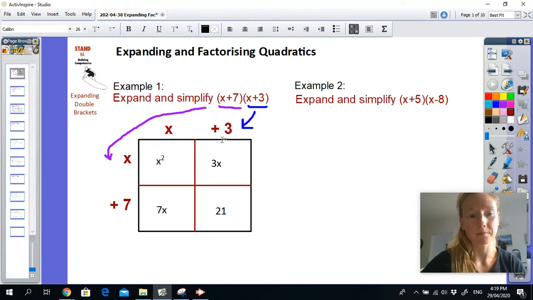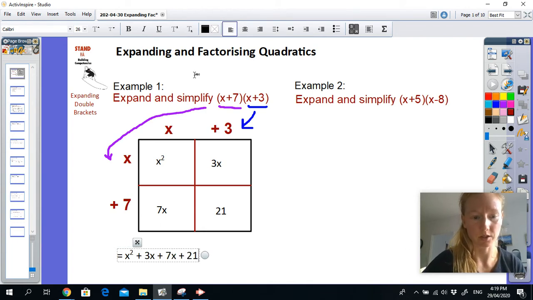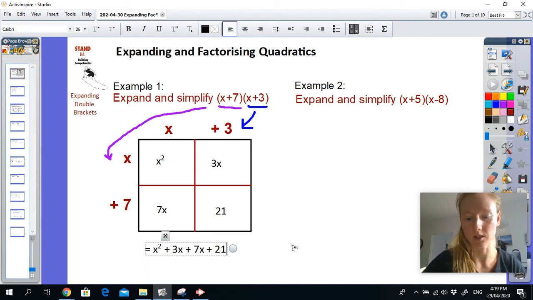Okay. Now, all of these terms are positive. So when they're positive, you don't need to write the plus in front of them. Okay. But you just must remember that they are positive. Okay. Then once we've written those, we can copy them all out. So I'm taking the x squared, the plus 3x, the plus 7x, and the plus 21. Okay. Now remember, I know they are positive because they don't have a sign in front of them.